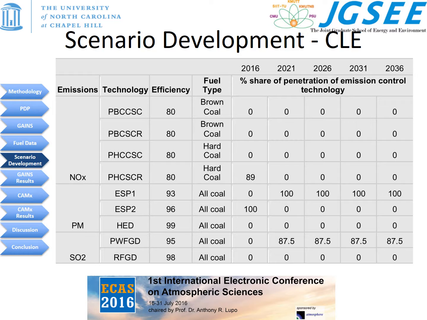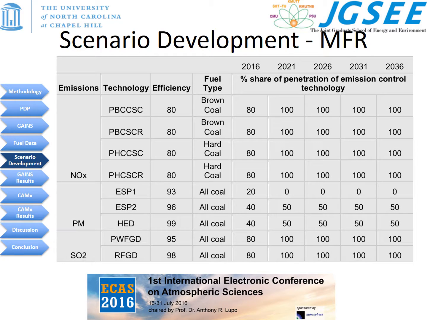Only electrostatic precipitators, or ESP1, are set at 100% penetration during any of these intervals. However, ESP2 represents a more efficient version of that technology, and coal plants would be better served using ESP2 or technologies like it to remove certain harmful pollutants.